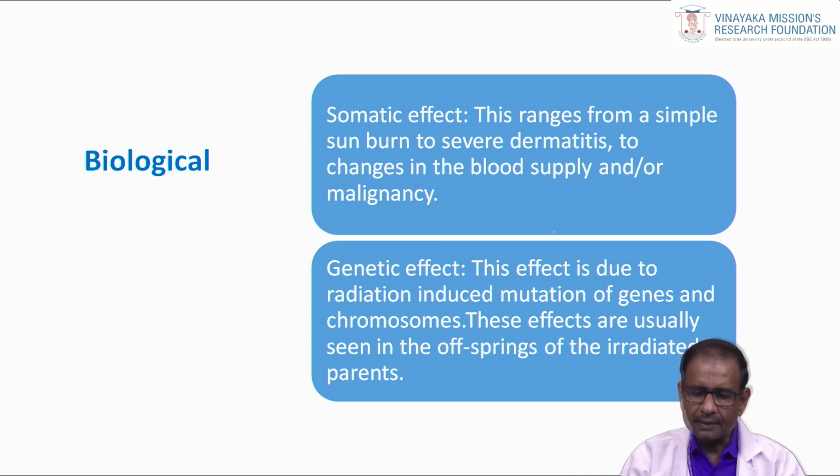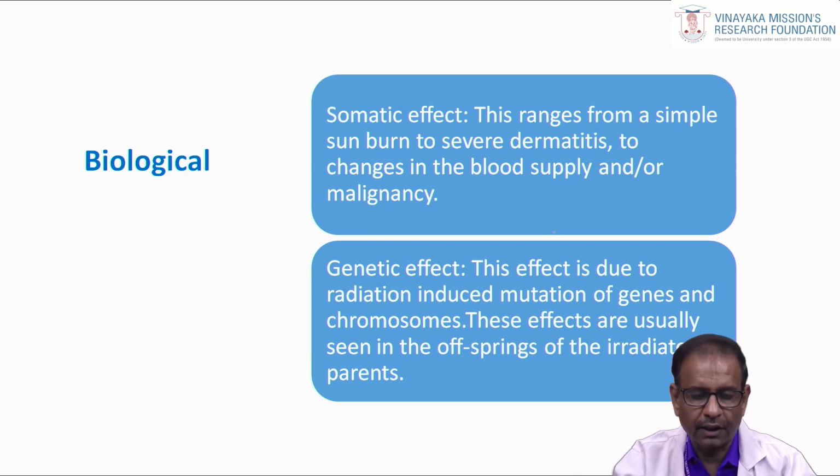Genetic effect. This effect is due to radiation induced mutation of genes and chromosomes. It affects the DNA. It alters the DNA. So these effects are usually seen in the offspring of the irradiated parents. These defects are transferred generation by generation. This is really a very, very bad effect. The genetic effect is also produced by X-rays. So that is why we use radiation protection. We have to be very careful about the radiation. We need some precautionary methods.